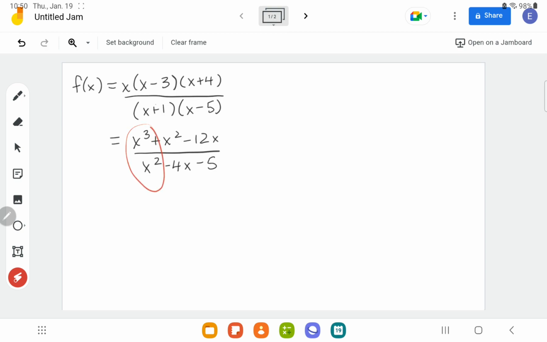Remember, if those two highest exponents are equal, there will be a horizontal asymptote that you would find from dividing their coefficients. And if the degree on top happened to be smaller than the bottom, then that would have a horizontal asymptote of 0, y equals 0.